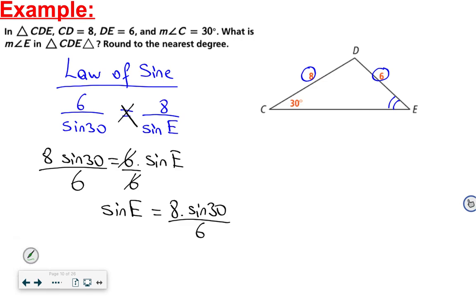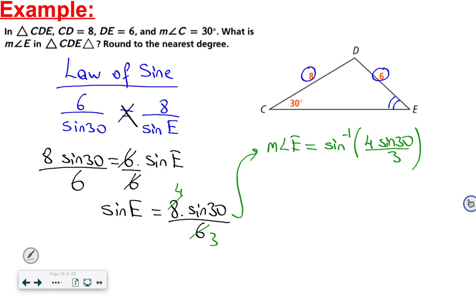Remember that to be able to find the measure of angle, we need to use inverse of trigonometric function. Before that, I'm going to simplify this by 2. You will get 4 over 3. Now, measure angle E is going to become inverse of sine function 4 times sine 30 over 3.